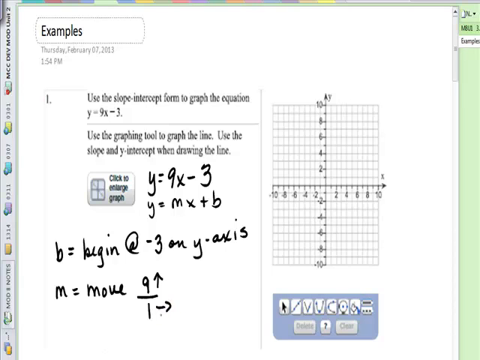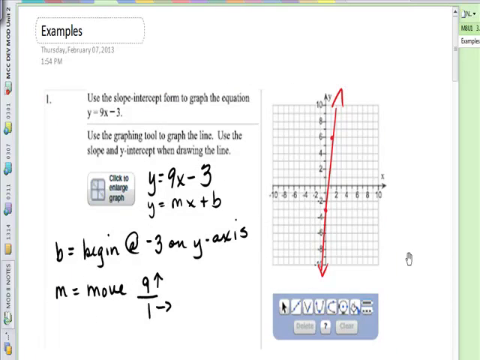So on my graph, let me see if I can do this in red. I will begin at -3 on the y-axis, so put a point there. Then I will move up 9, that'll take me to here, over 1, right there. Now I'm going to try to use a straight edge and draw a line. Not perfect, but about the best I can do with that.